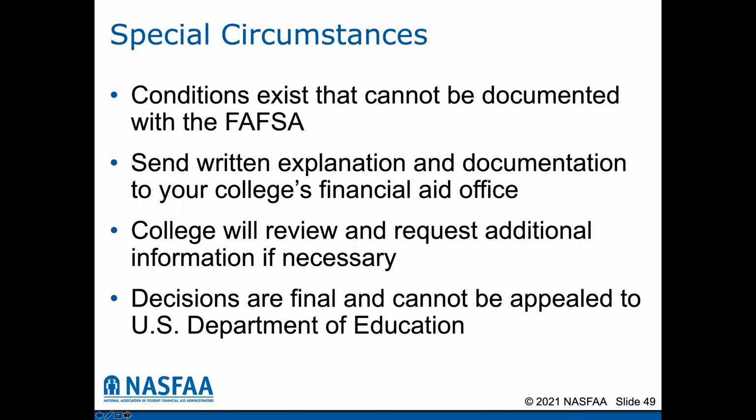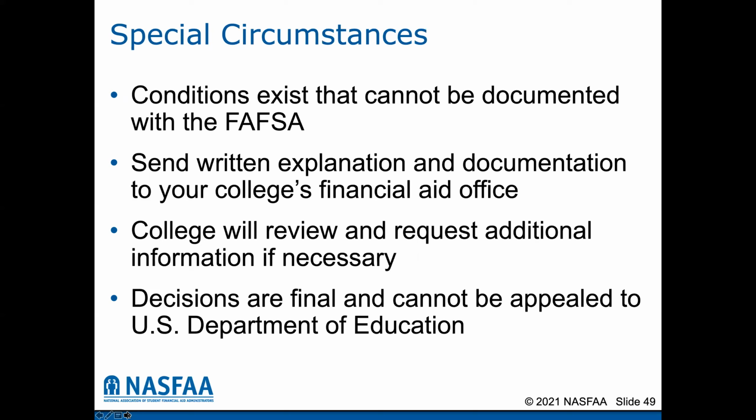So after all of that, you will hopefully have noticed that when you're filing the FAFSA, it's very black and white. You take your tax information, you put it on the FAFSA, and there you go. Well, what if things are not black and white? What if there are conditions that exist that cannot be documented on the FAFSA? For instance, you lost your job due to the pandemic, or you didn't work for a year, or things have happened in the family. There was a divorce, a separation, or a death.